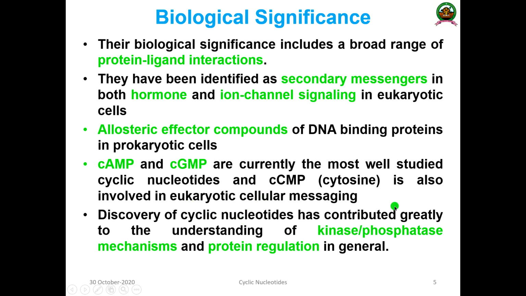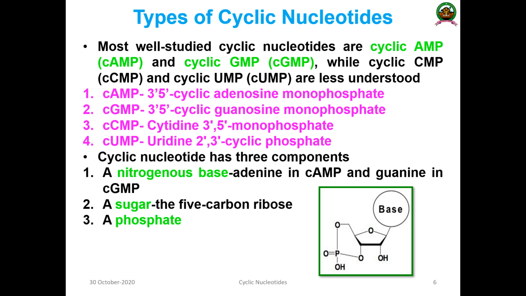And the discovery of this cyclic nucleotide has contributed to a great understanding of two important types of enzyme, kinases and phosphatases. Okay, their biological enzyme action mechanism has been studied very well. In addition to that, how protein synthesis is regulated in the body also has been studied. So that is another important significance of cyclic nucleotides.